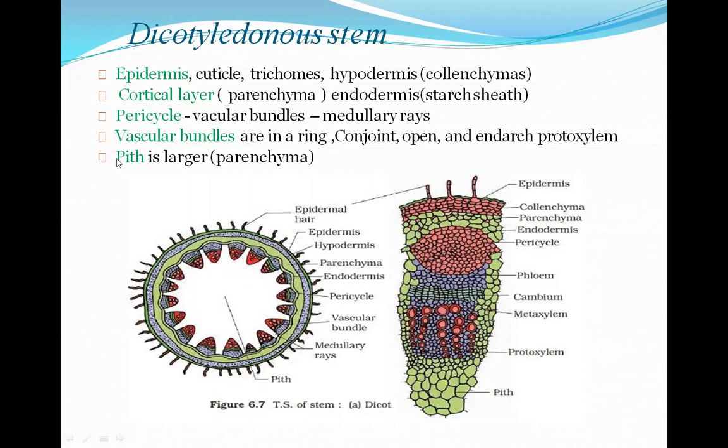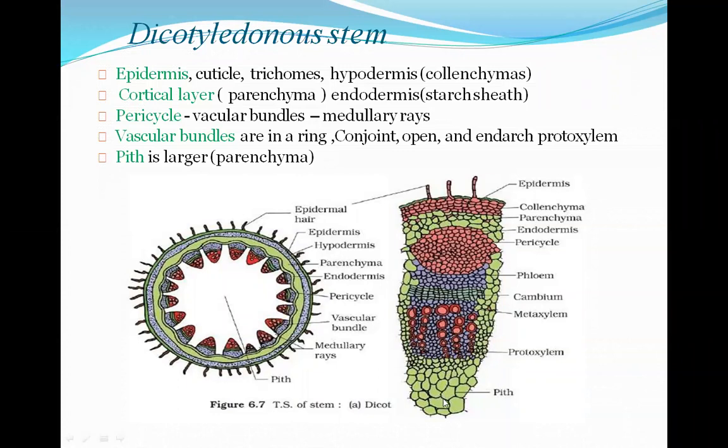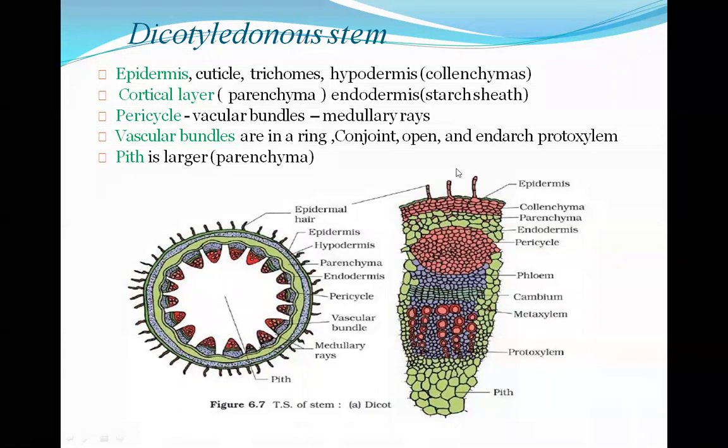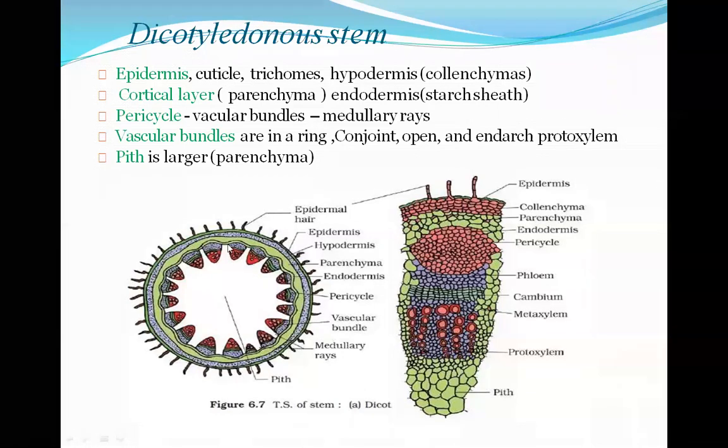And the last point in the dicot stem is the pith, which is larger in size. You can see the middle portion of this, right? So this is showing the pith and it has parenchyma cells. So this is one cut structure of this, right? That means this particular structure has been cut and it is shown over here. So all these things are seen this way.